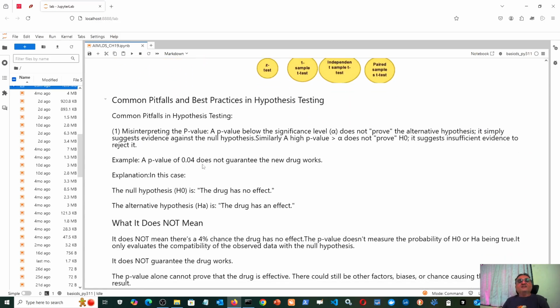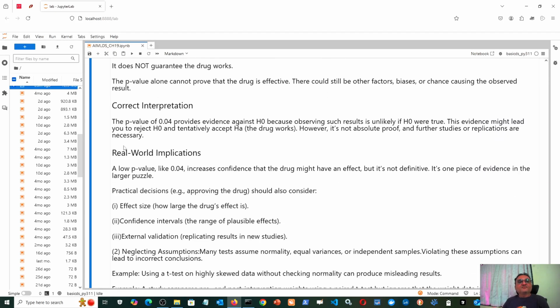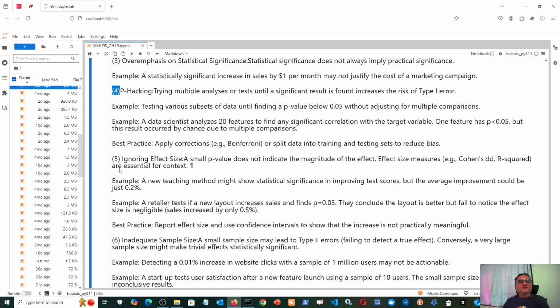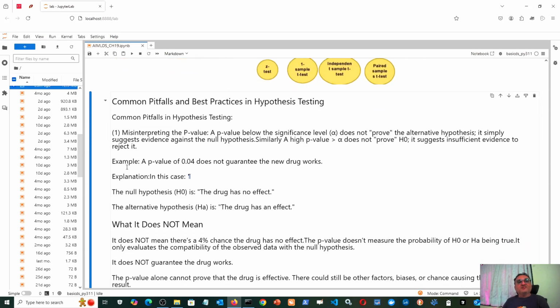Then this is also important: common pitfalls and best practices in hypothesis testing. There are certain common pitfalls. This is one, this is second, third, fourth, fifth, and sixth. So we will do it. Particularly the first one is very important.